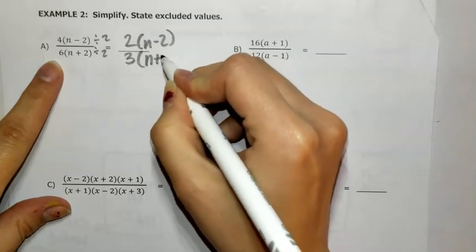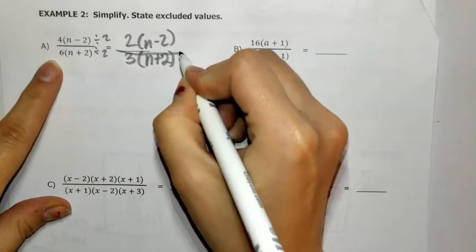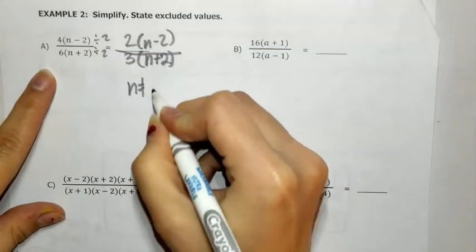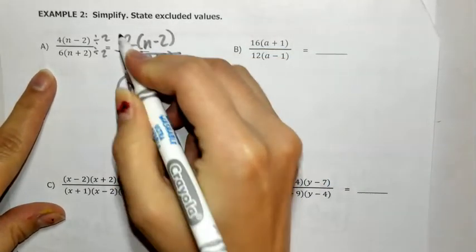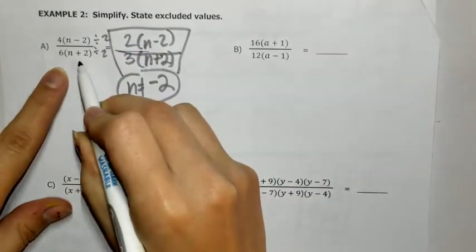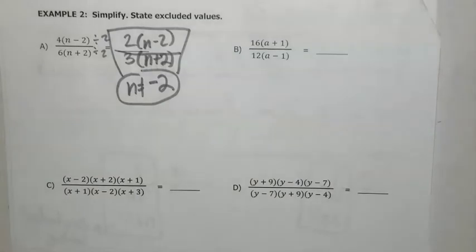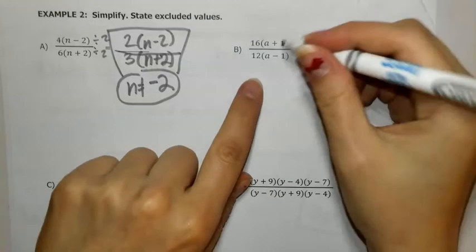Yeah, one has a plus, one has a minus, so you have to just copy them down and leave them the same. Your excluded value is n cannot equal -2, because if you had a -2 down here, that would be 0. You can't have the 0 in the denominator. Let's look at the next one.